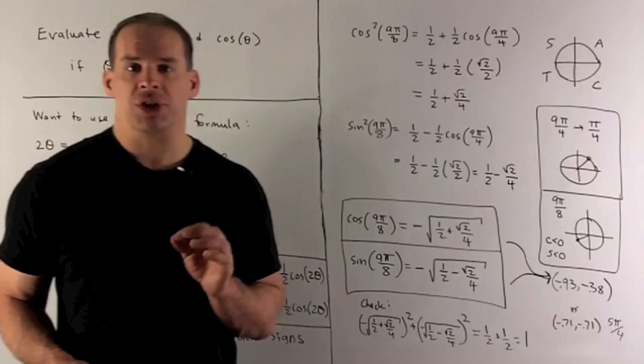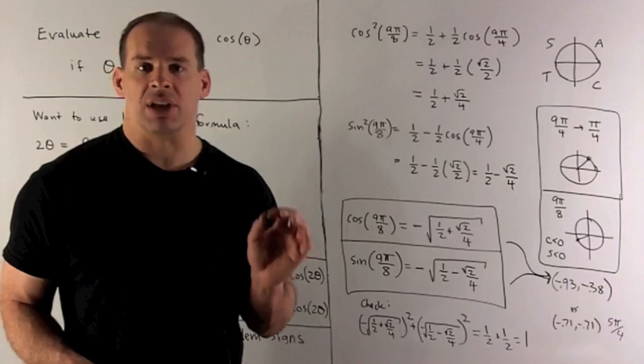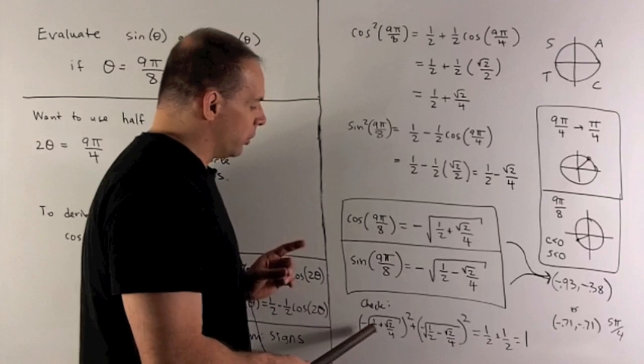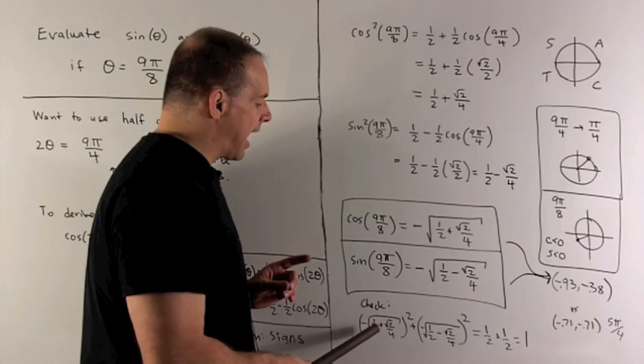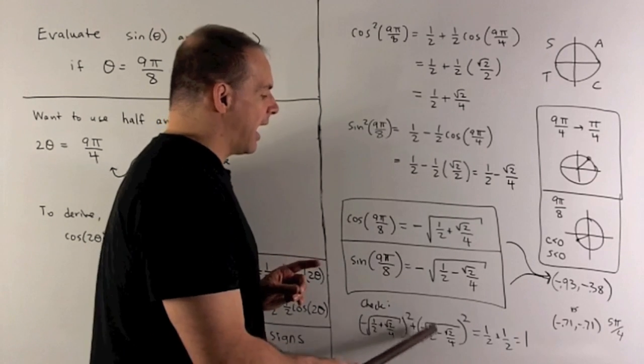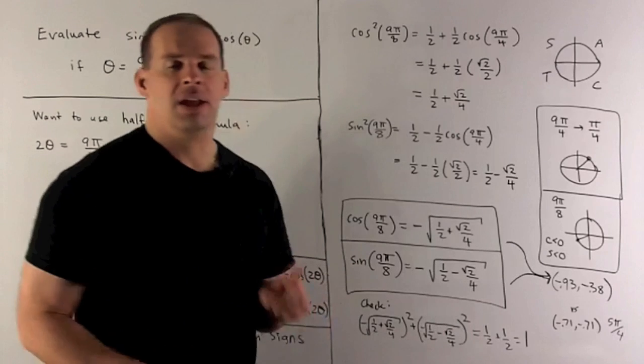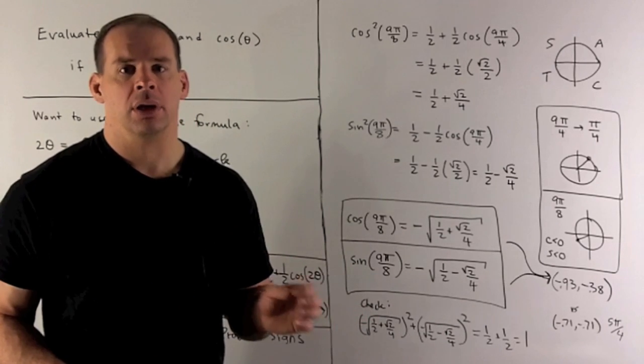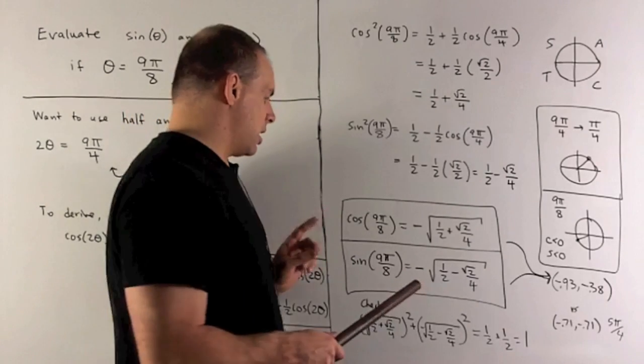Okay, we can check our answer. One thing I can do is take the sum of the squares and see if we get 1. When we square both of these, we'll get 1/2 plus square root of 2 over 4, and 1/2 minus square root of 2 over 4. The square root of 2 over 4 terms cancel, and 1/2 plus 1/2 is 1. All right, another check.